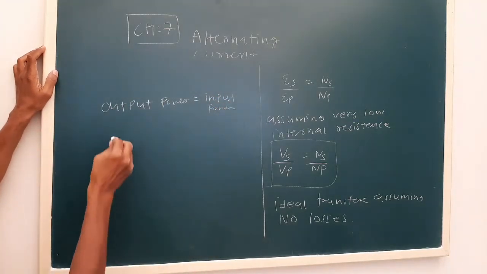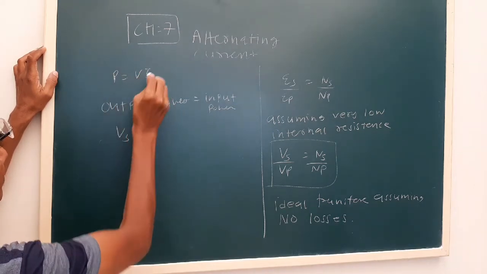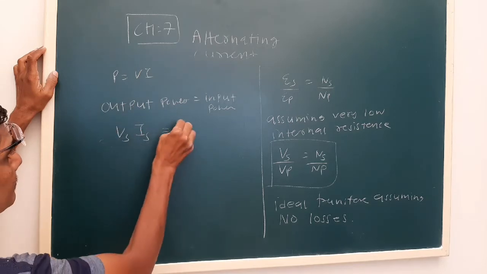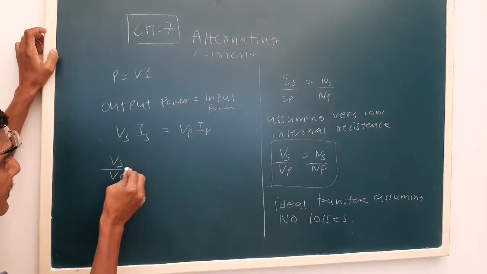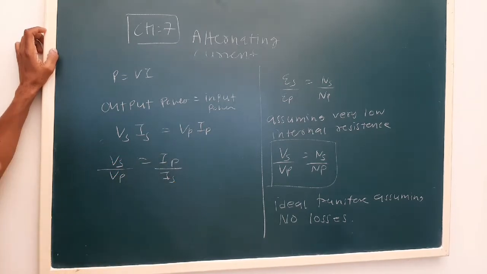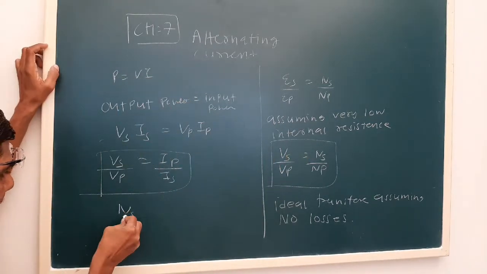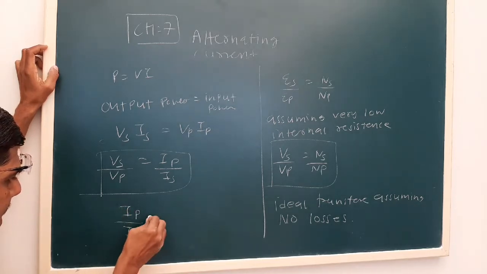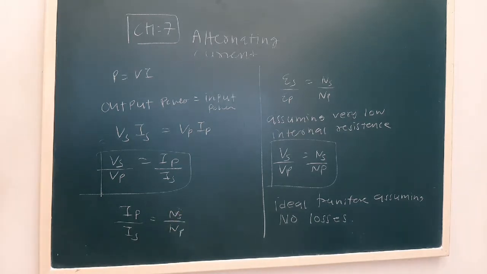So Vs Is is equal to Vp Ip. Okay, so it will be Vs upon Vp equals Ip upon Is. Now if we correlate these two, Ip upon Is is equal to Ns upon Np. So this is a current relation, a relation between the current in the transformer and the number of turns. So this is about the transformer.